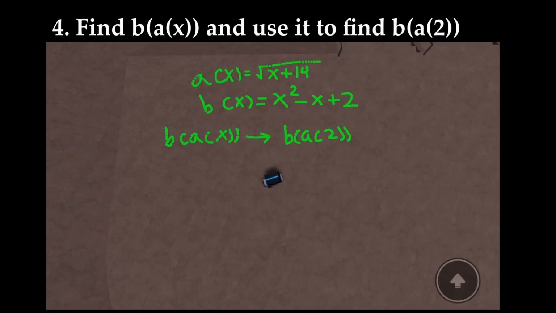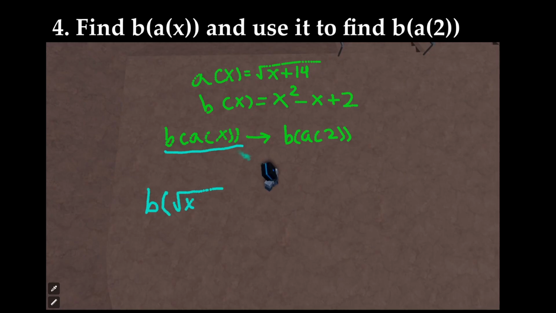In this problem, we have a of x is equal to the square root of x plus 14, and b of x is equal to x squared minus x plus 2. So we first need to find b of a of x, what that function is, and then we need to use that to evaluate b of a of 2. So let's find b of a of x first. To do that, I'm going to substitute a of x into this expression. And we know a of x is the square root of x plus 14.